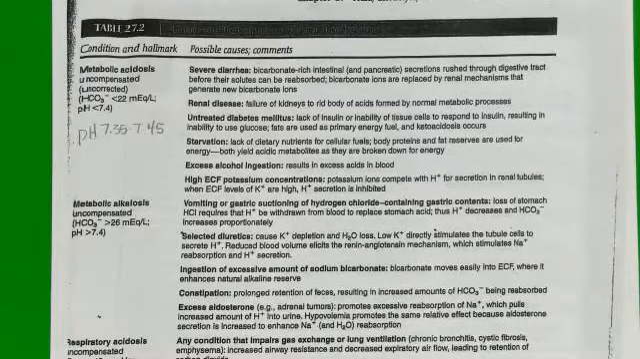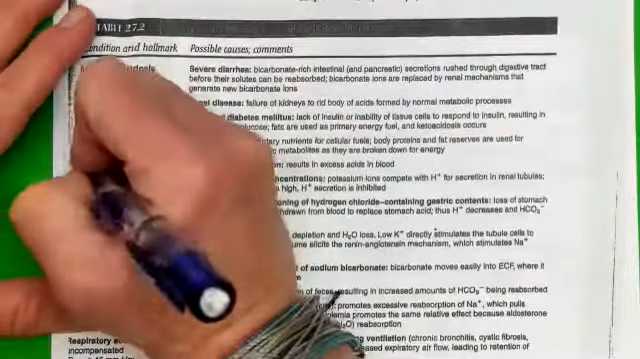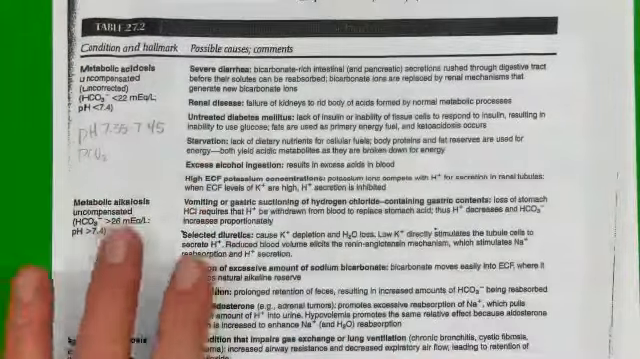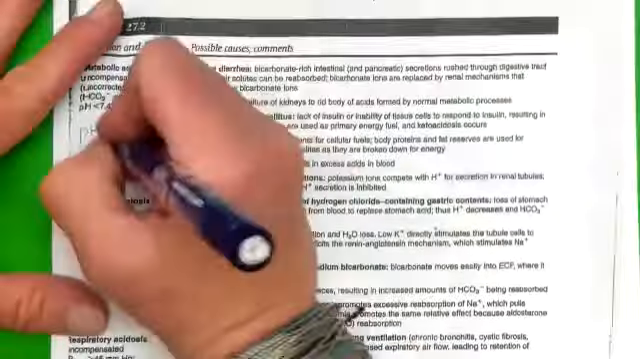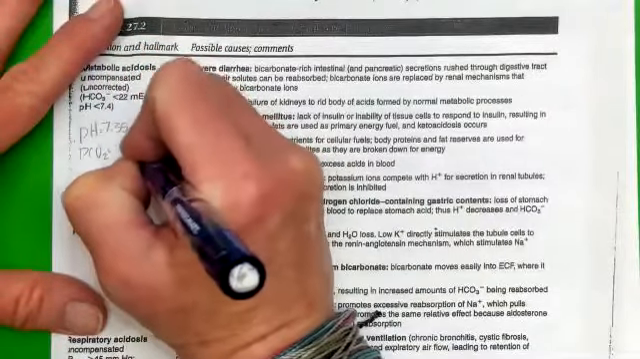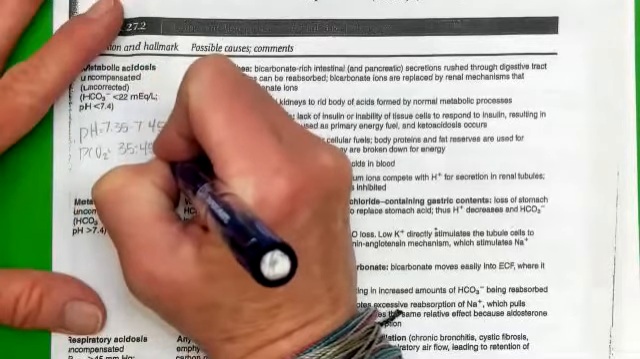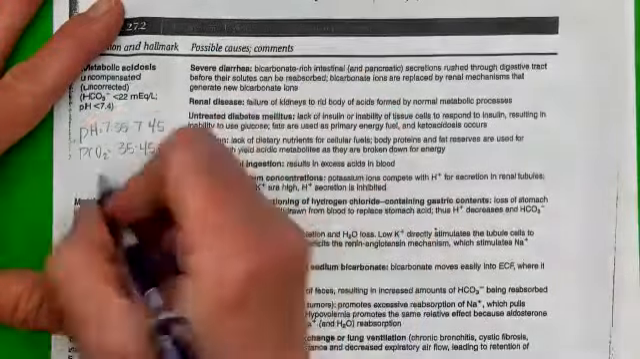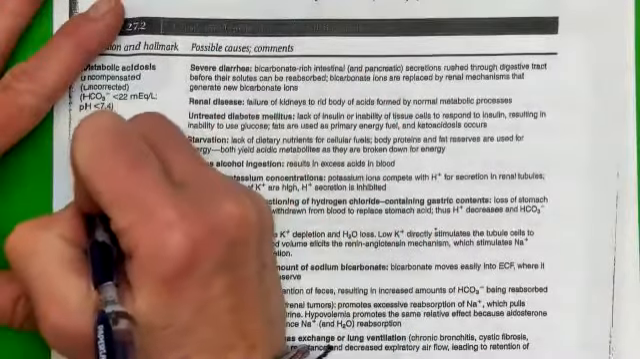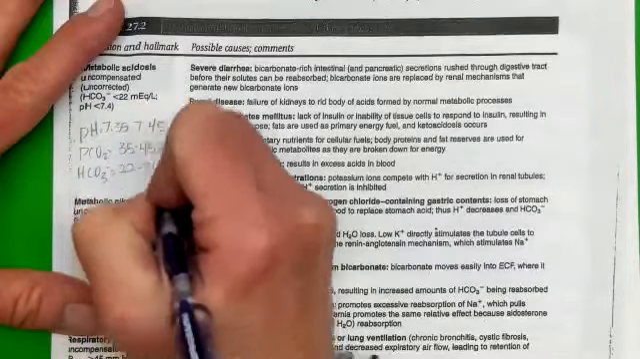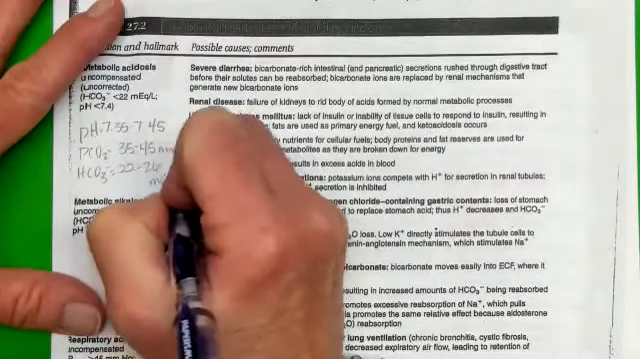All right, so 7.35 to 7.45, my PCO2, and this is all in arterial blood, and I'm going to explain right now why we're going to check arterial blood. And so that's going to be 35 to 45. I love how this is the same. Look at that, 7.35, 35, 7.45, 45. And then bicarbonate levels are 22 to 26 milliequivalents per liter.